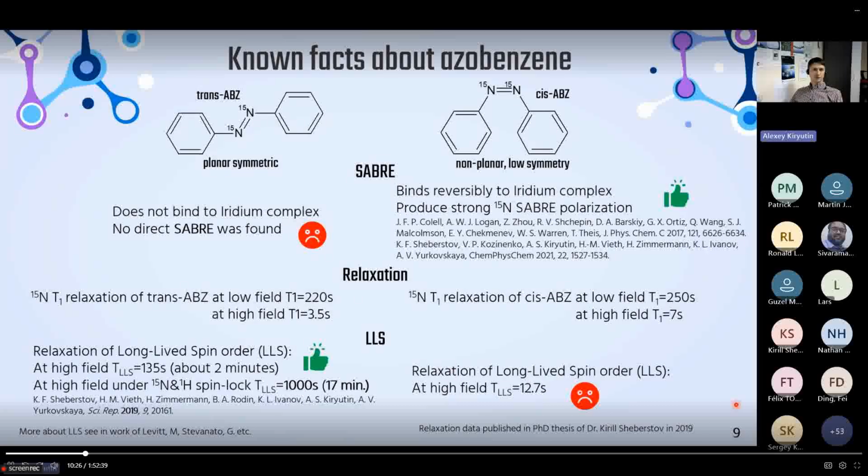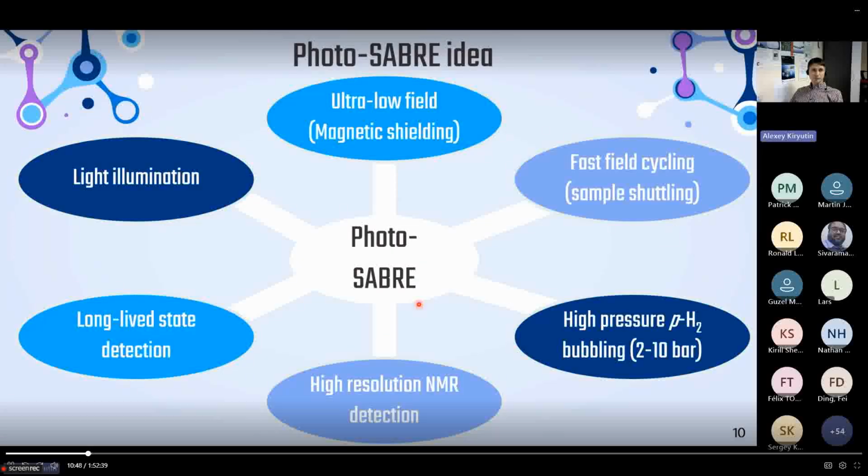This phenomenon of long-lived states, well developed by Malcolm Levitt and his group in Southampton, actually opened new horizons. When we realized these facts 4 years ago, our mission became clear: to hyperpolarize trans-azobenzene by SABRE and lock its polarization for 20 minutes in its long-lived states. We came to the idea of Photo-SABRE.